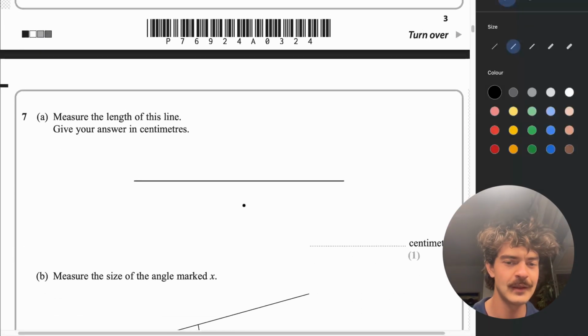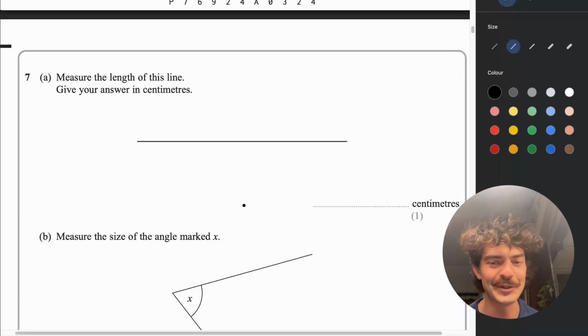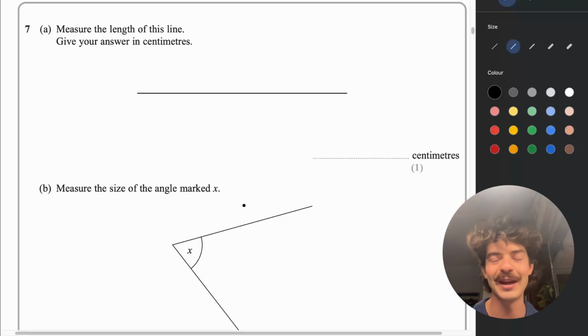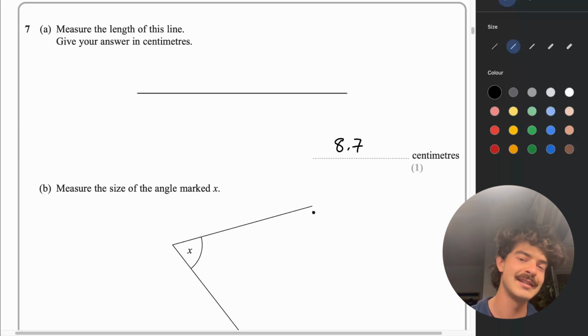Nice. Cool. Okay, we've got some measuring ones. If you had this in front of you, get a ruler out, and you'll find that it's actually 8.7 centimeters. Be careful, you want it to start at the end and go all the way to the end. I'm sure you can do that.